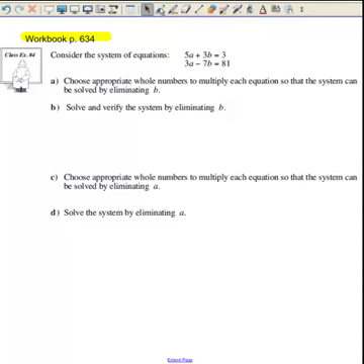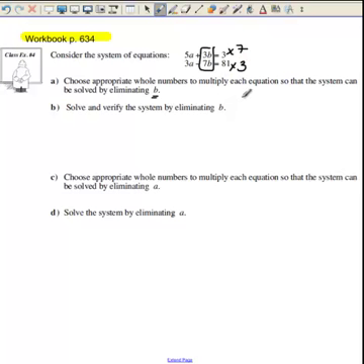So in part A, they say choose the appropriate whole numbers to multiply each equation by so that the system can be solved by eliminating b. So you'll notice there's no easy multiplication here that I can do to just one equation, but instead I'm going to have to multiply both equations by a number so that the b terms can be eliminated. So in this case, I'm going to multiply the entire first equation by 7 so that I'm getting a common factor in the b terms. And I'm going to multiply the entire second equation by 3.